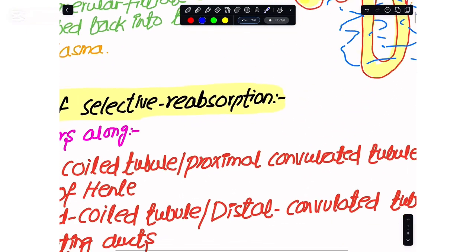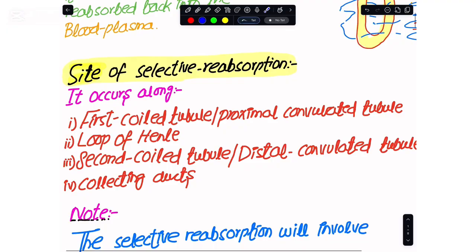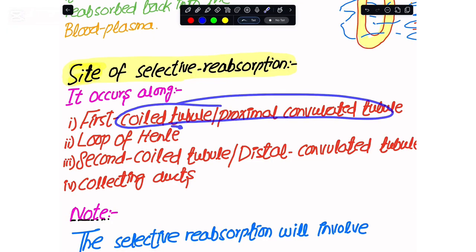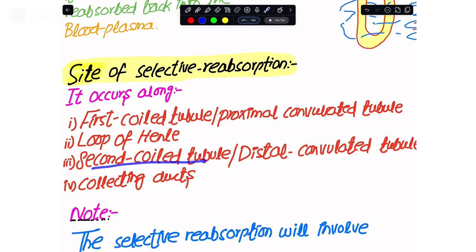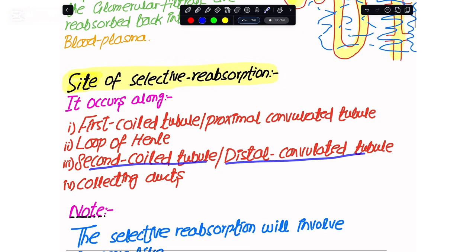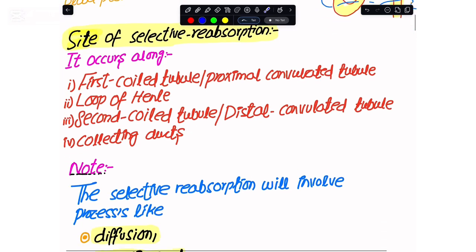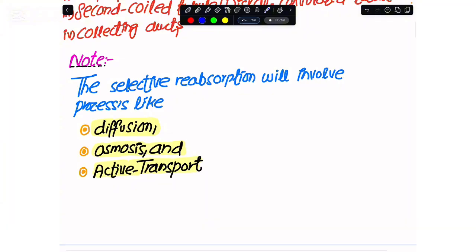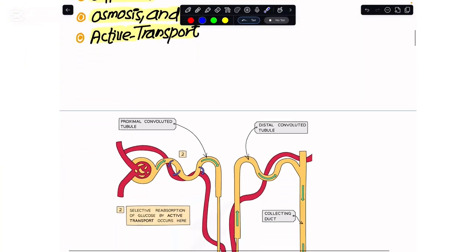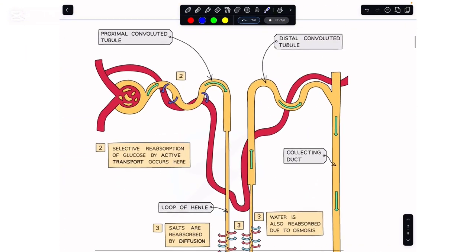If I were to quickly tell you the sites of selective reabsorption in the nephron, this would be the first coil tubule, the PCT, this would be the loop of Henle, then there would be the second coil tubule, or DCT, the distal convoluted tubule, and at the end we would have the collecting duct. It is important to know that when we selectively reabsorb materials out of the glomerular filtrate, there would be the involvement of diffusion, osmosis and active transport. So here is a quick summary of what is getting reabsorbed where.